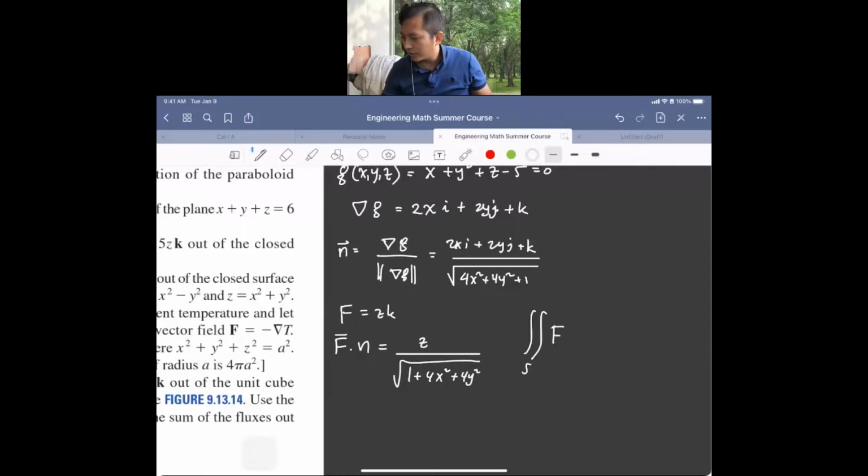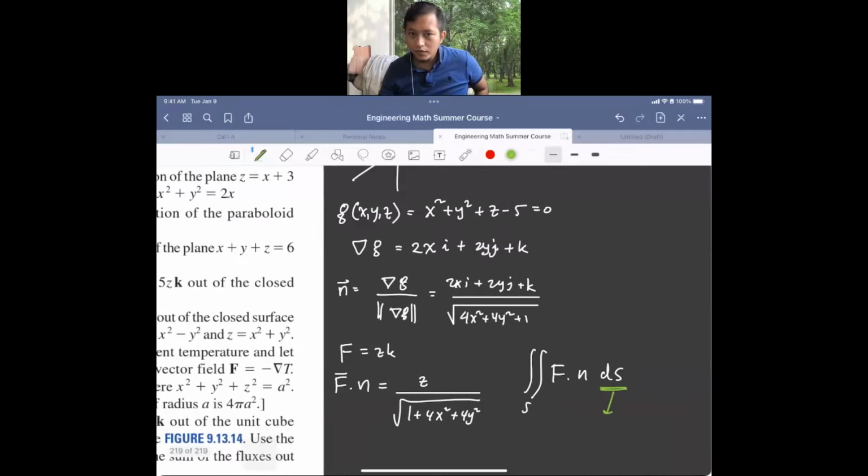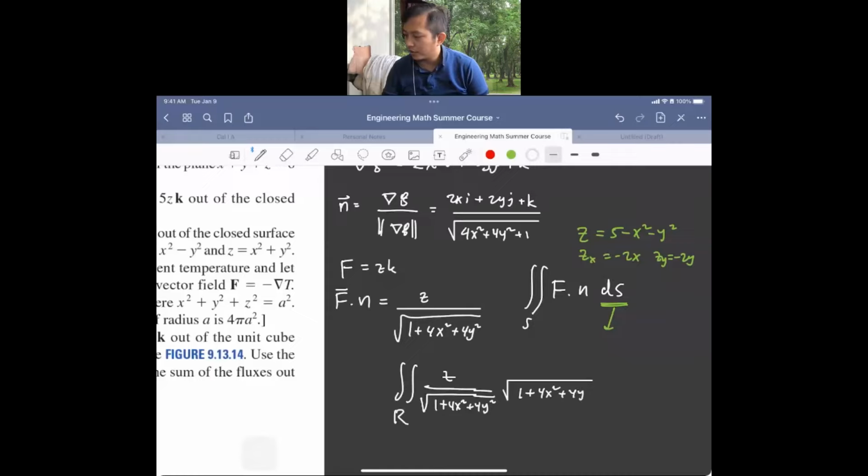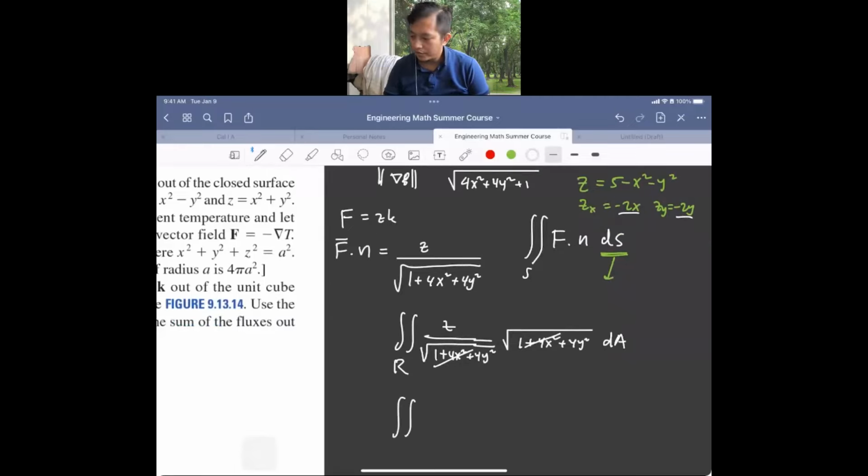And then remember that the flux is f dot n dS. So we need to have the dS from the arc length. Since z is 5 minus x squared minus y squared, z_x is minus 2x, z_y is minus 2y, and then dS will be the square root of 1 plus, it's the same, right? From here, the same. So we can cancel, and then it's dA, where z is 5 minus x squared minus y squared.